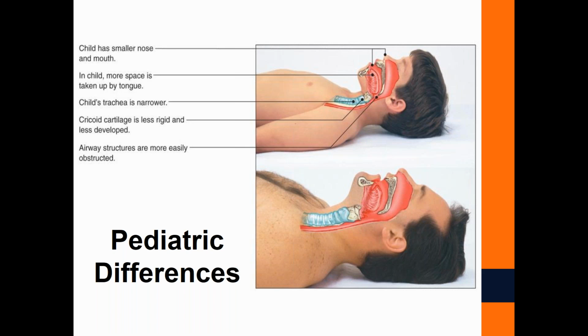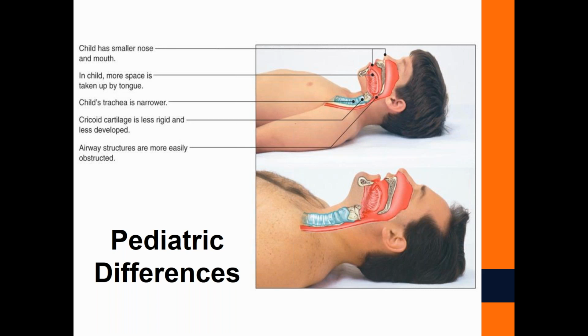Those cartilage rings haven't really had a chance yet to form up and get strong. So it's narrower, less rigid, less developed. That means it's easier for us to obstruct it when we do things like the head tilt chin lift. When we talked to pediatric patients during CPR day, we talked about that neutral sniffing position and trying to put something between their shoulder blades to make managing their airway a little bit easier.